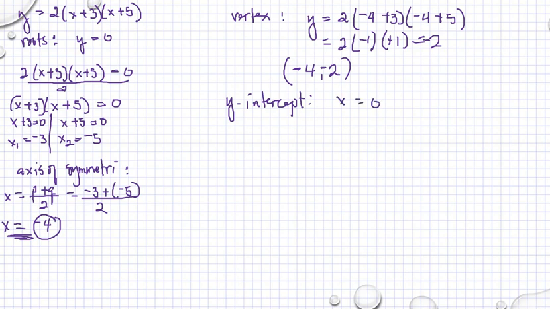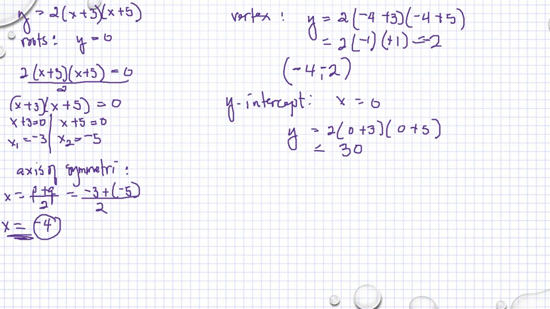When x is equal to 0, then we have y is equal to 2 times 0 plus 3, and then 0 plus 5. Then we have 15, then we have 30. What? When x is equal to 0, then we have 2 times negative 4. Yeah. I cannot see why it is wrong. It's 30.